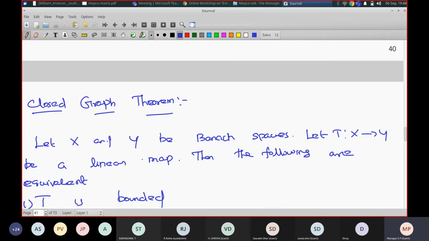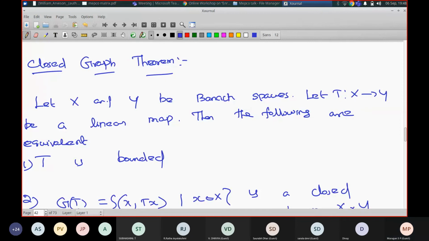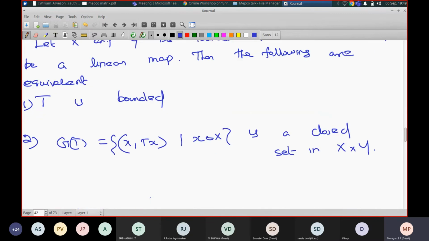And there is another important theorem, the closed graph theorem. The closed graph theorem is very important when you prove that some linear map is bounded. Suppose you have two Banach spaces. Let T from X to Y be a linear map, then the following are equivalent. T is bounded, and the graph of T, the set of all (x, Tx) such that x belongs to X, is a closed set in the Cartesian product of the two spaces, X times Y. So this is very important.